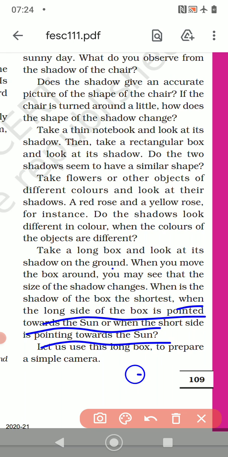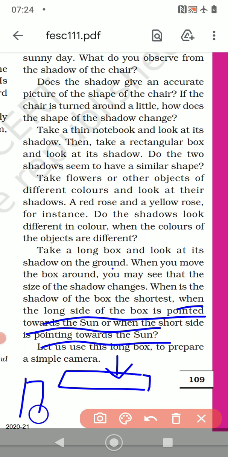So suppose you have this long side and there is a short side. When this is pointed towards the sun, the shadow will be the longest. When it is kept like this, and this side is pointed towards the sun, the shadow will be the shortest. Okay. So it depends how you keep things in front of the sun, isn't it?